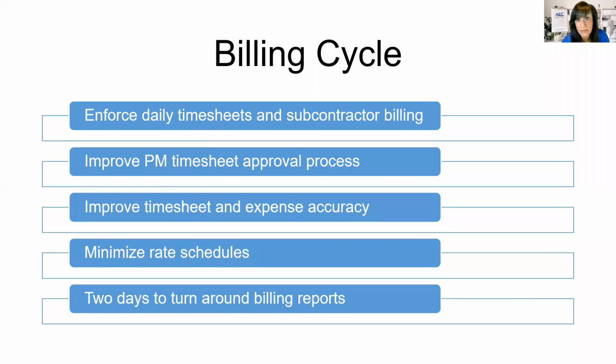Again, in my book, there's dozens of ideas about how to improve your billing cycle. But if you can get your billing cycle down 4, 5, 6 days shorter, you're going to get paid faster.